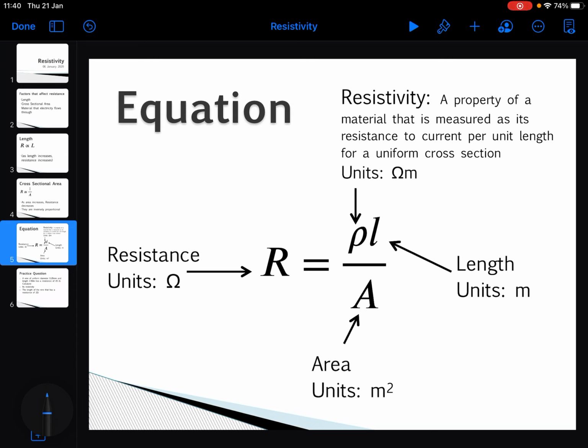Basically different materials have different resistivities. The higher the resistivity, effectively, the more resistance it's providing. L is length, and that's measured in meters. Area is meters squared. Just a quick note about area.